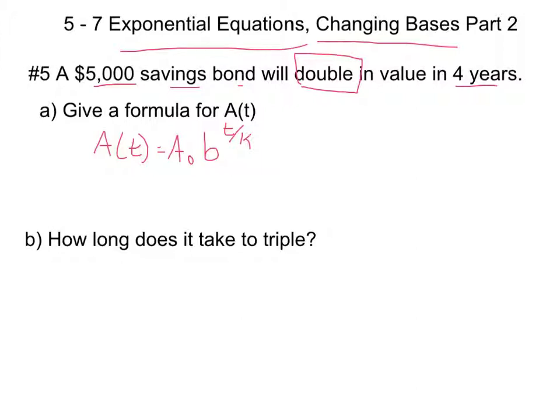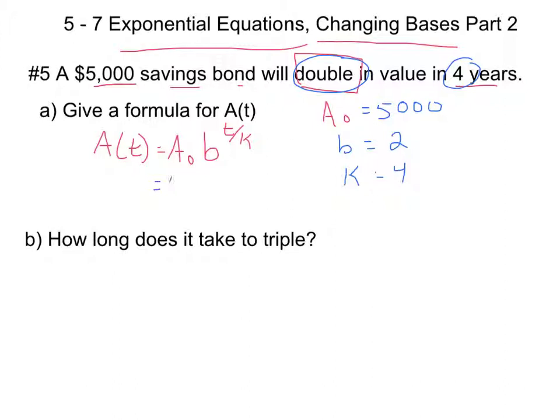What's our initial amount? How much do we start with? We start with $5,000. What's happening to the 5,000? What's B? What's happening to it? Oh, it's doubling. That means B is 2. It's growing. How long does it take that to happen? Oh, it takes 4 years. Oh, we have enough to write our formula.